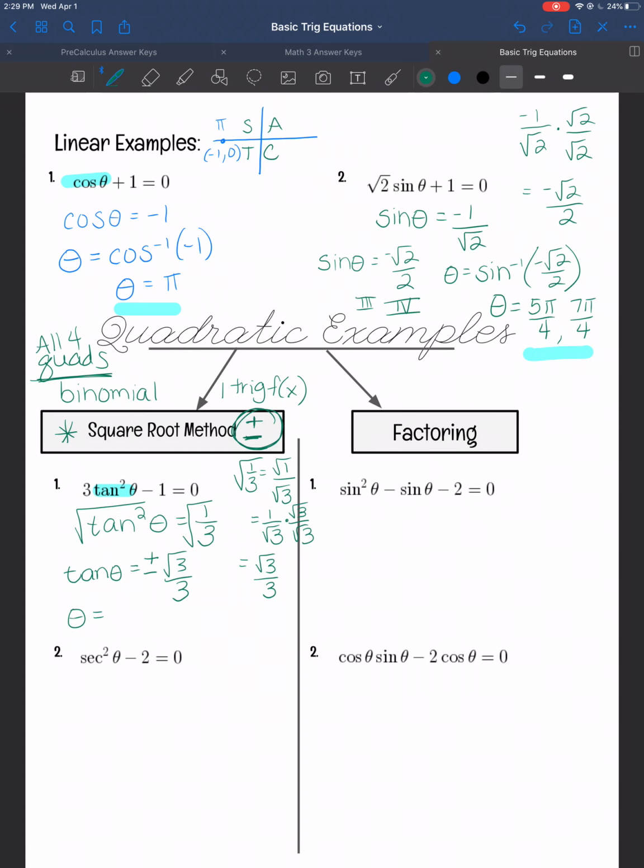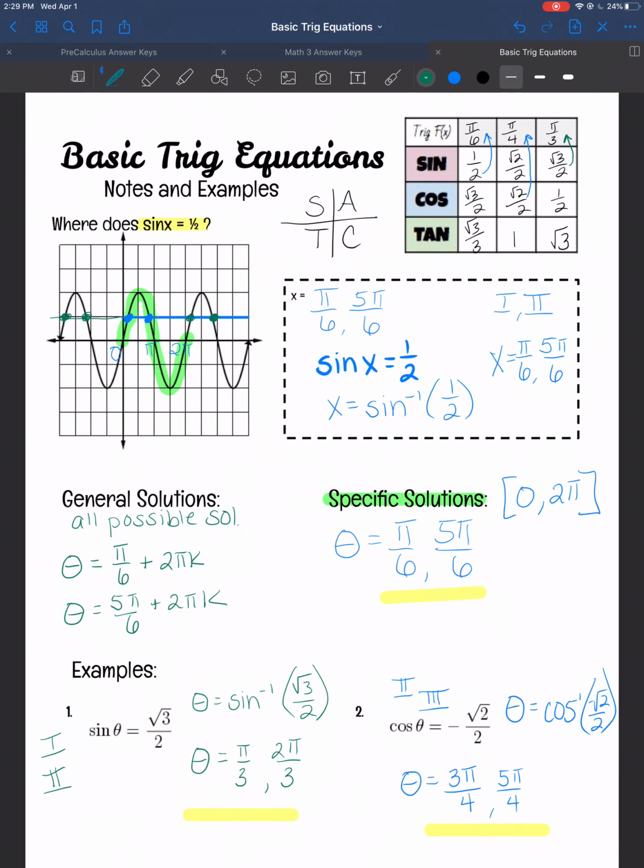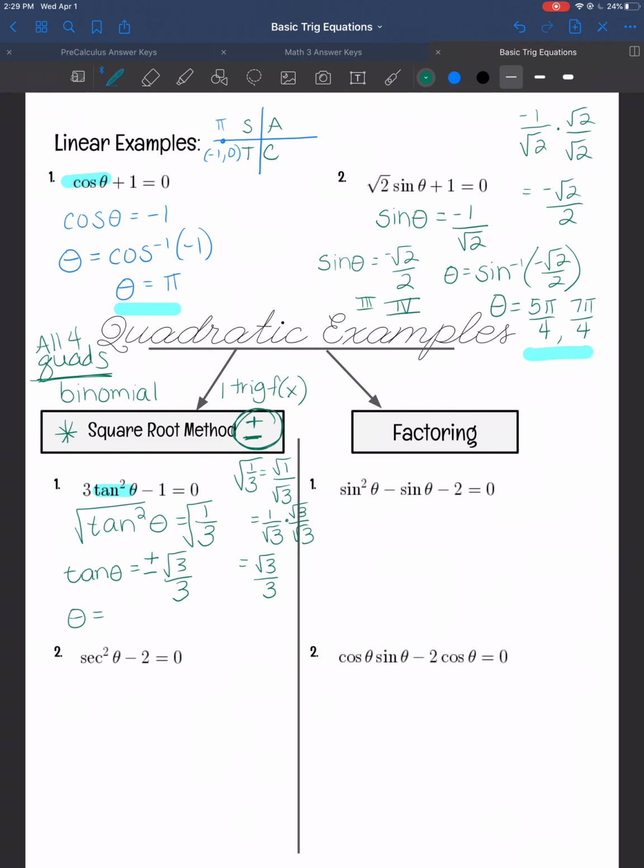So thinking back to my trig chart, I'm going to go back a screen for a second. Tangent root 3 over 3 is all your pi over 6 angles. So that's going to be pi over 6, 5 pi over 6, 7 pi over 6, and 11 pi over 6. As we said before, 4 answers.